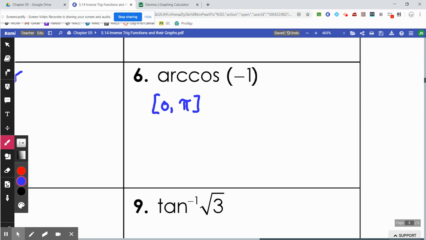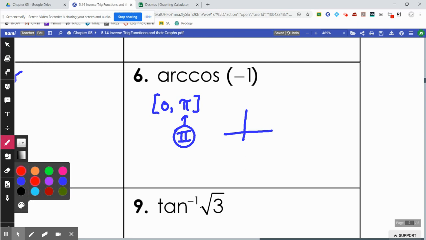It is positive in the first, and it is negative, like we're seeing here, in the second quadrant. So we're looking for a second quadrant angle where my cosine value is -1. Now, if you remember your unit circle, here's another way to think about this.